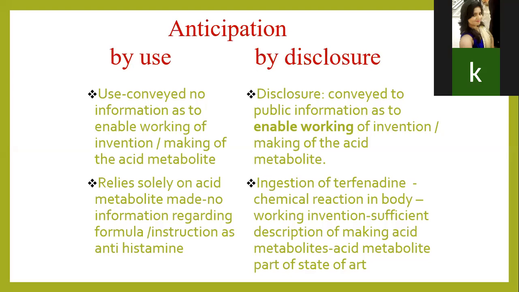Now here also we find that the disclosure of the first patent conveyed to the public the enabling working of the invention. So it said that in the liver it is metabolized into the acid metabolite, and then it would give its effect. And that is exactly what the people did, they took it and the acid metabolite was given. So naturally it was already disclosed in the prior patent.